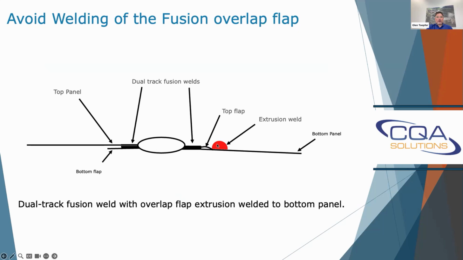Well, that extrusion weld now is bordering on that heat affected zone from the fusion weld. So you're getting heat going back into that same area.